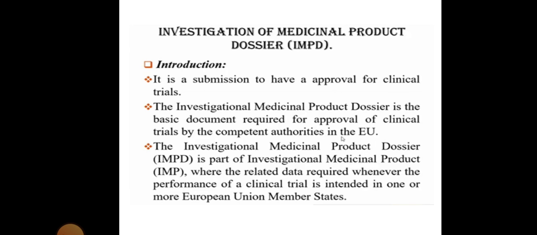So if we complete these two topics, then our chapter number 3 will be completed. What is IMPD? It is a submission to have an approval for clinical trials. When we need to do clinical trials, the approval needed for doing such clinical trials is the IMPD.